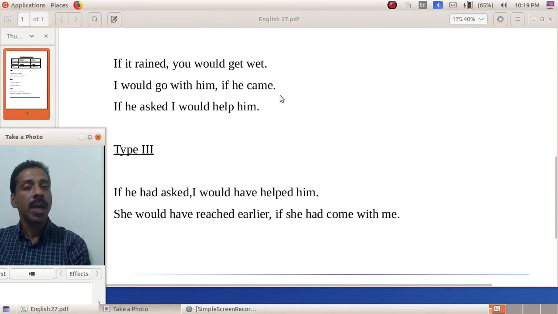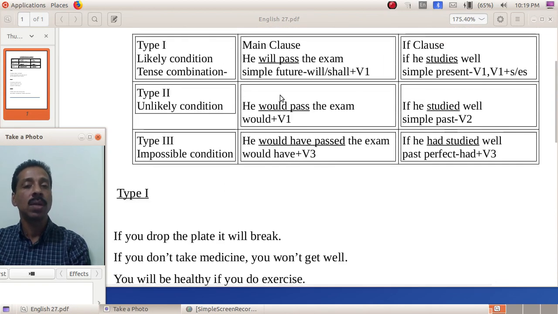Okay, and now what you have to do is write down certain sentences in type 1, type 2 and type 3 conditional clauses. And I think you have to learn these verb combinations by heart. There is nothing else you can do. If you learn these three verb combinations, that's enough. I think it's a very simple topic, without any difficulty you can easily understand this topic, conditional clauses.